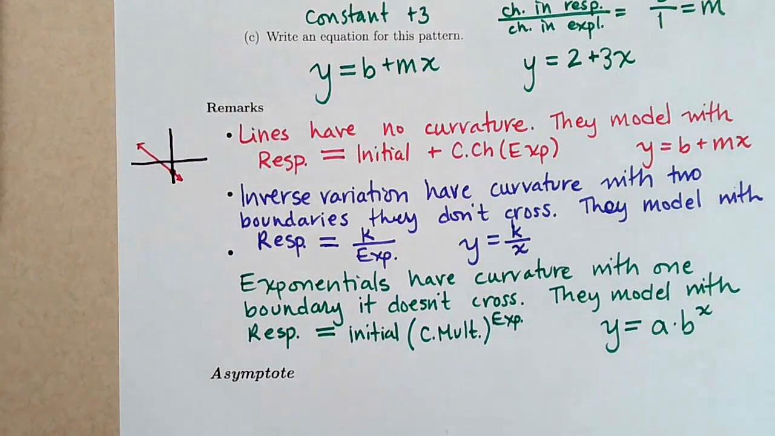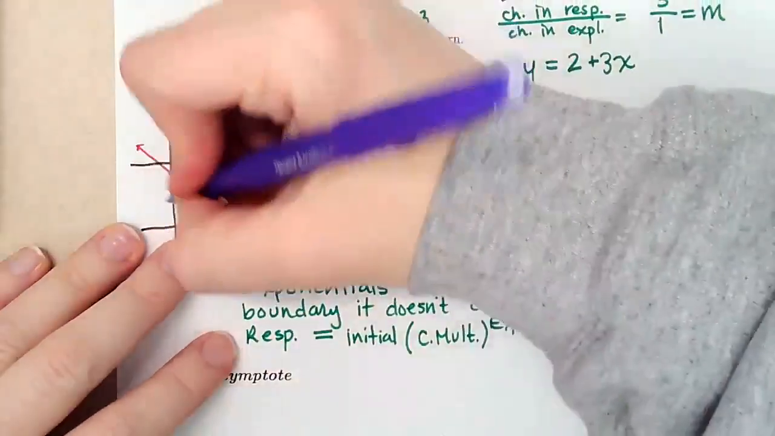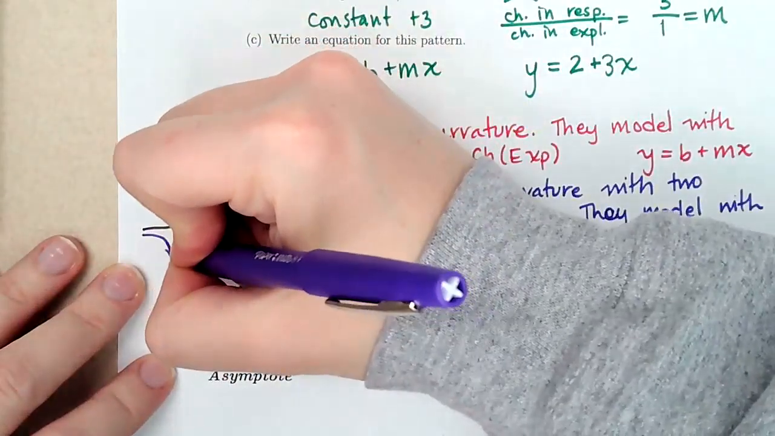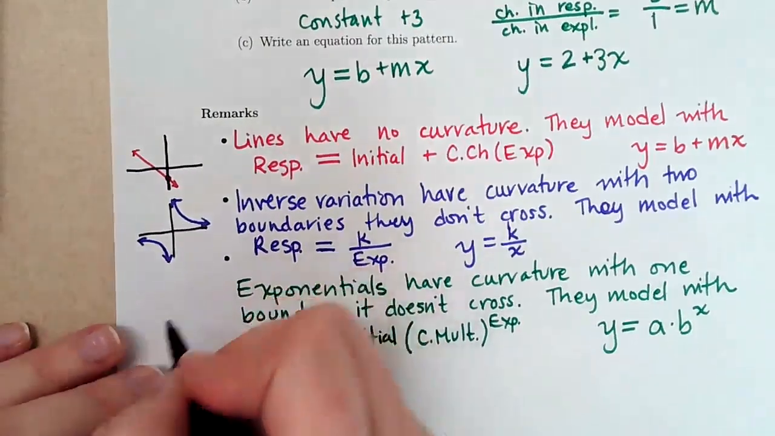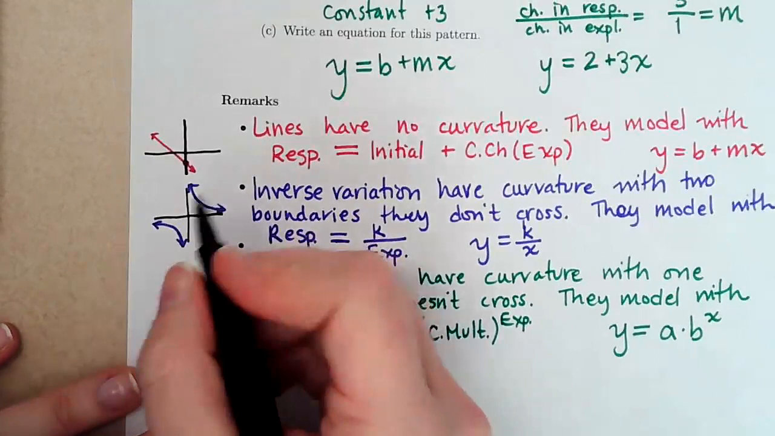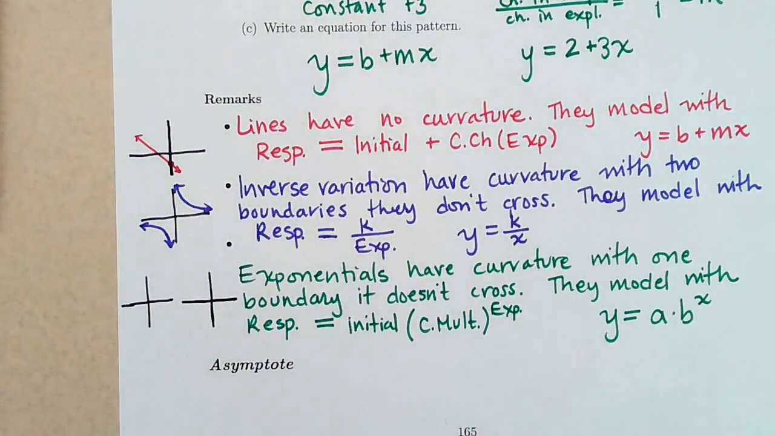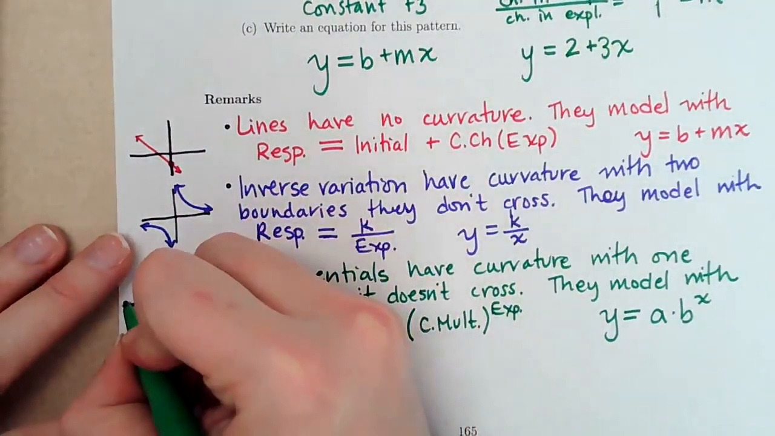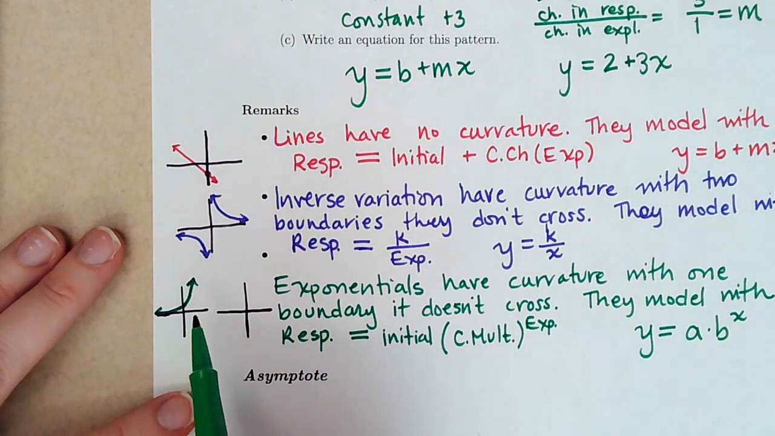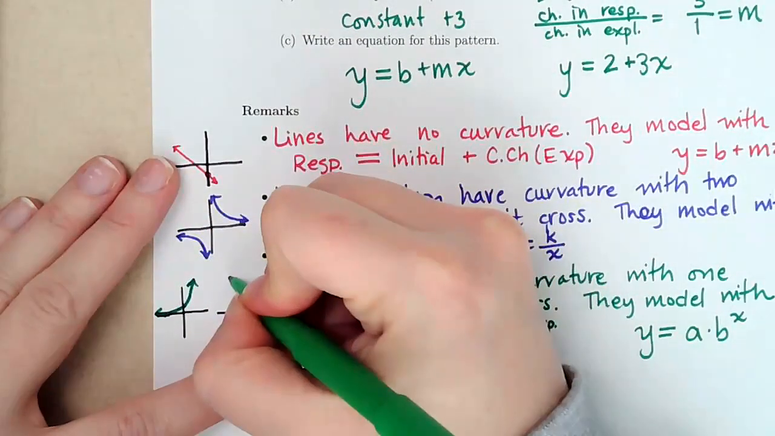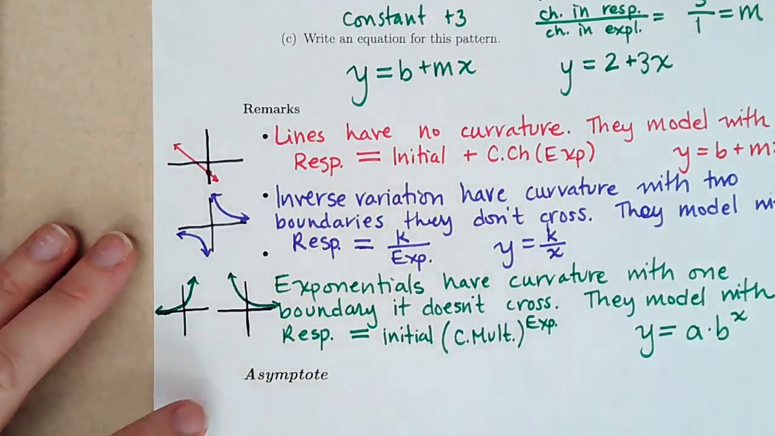Let's see. Inverse variation has two boundaries. Its graph has curvature, but doesn't cross across boundaries. And then exponential, and we've seen two exponentials so far, actually. So I'm going to make two separate graphs right here. Both of them only having one boundary. In the situation we just saw, it went like this. So it had curvature and it went up, and it had one boundary that it never crossed. And then in the caffeine, the bloodstream one, it came down because it was getting less and less caffeine in the bloodstream, but it also had a boundary that it never crosses. Okay.